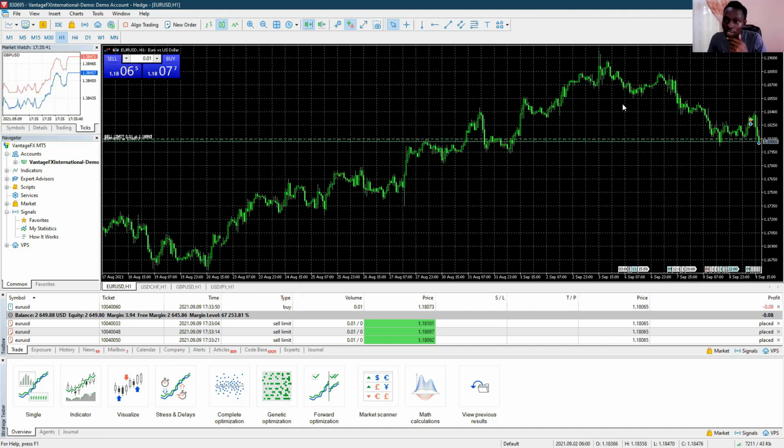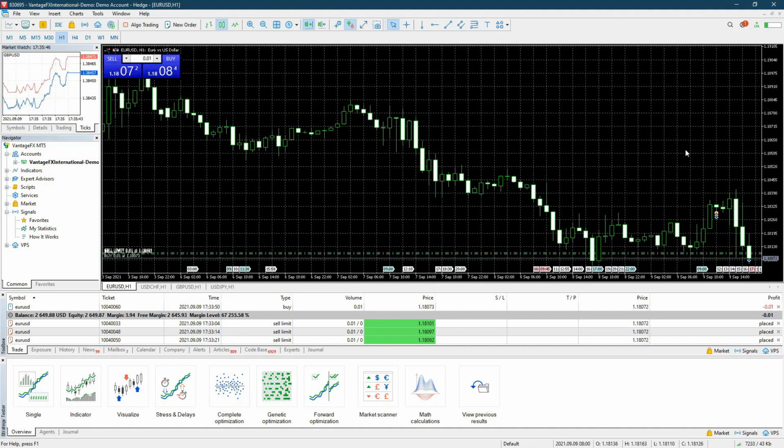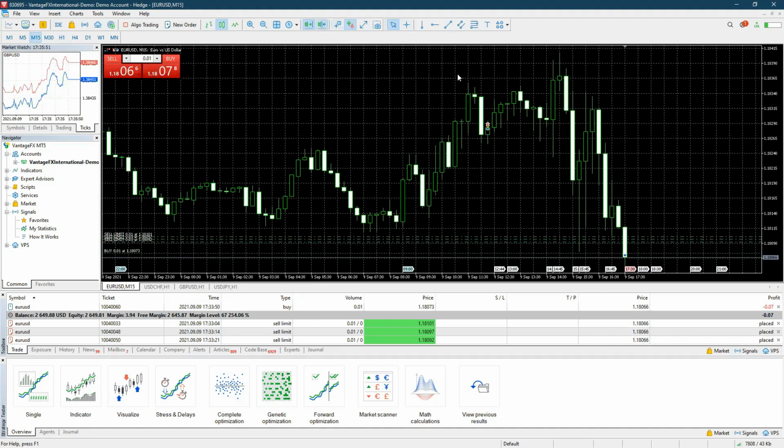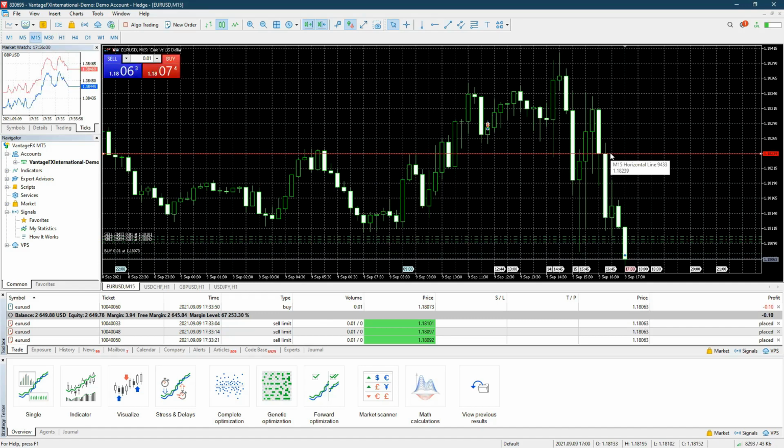Now, assuming we have this chart here, let me go to the lower time frame. Assuming you want to take a trade at this point, let me draw the line here. Assuming you want to take a trade at this point, and you want to take a sell if the market was to get to this point. Now, you may not be here when the market actually gets to this point.